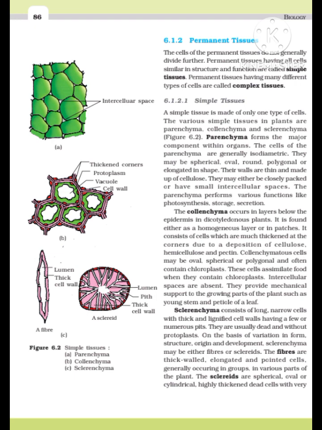The collenchyma occurs in layers below the epidermis in most of the dicotyledonous plants. It is found either as a homogeneous layer or in patches. It consists of cells which are much thickened at the corners due to a deposition of cellulose, hemicellulose, and pectin.